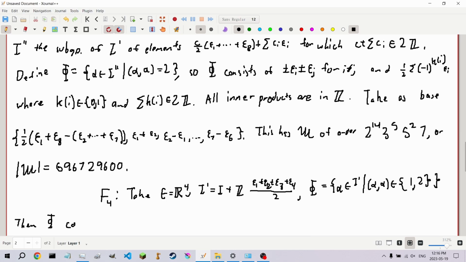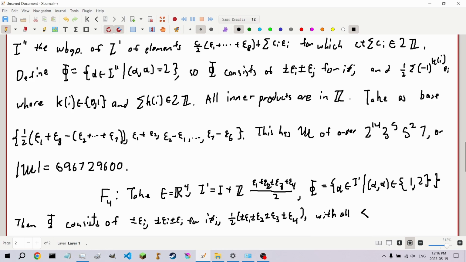So our phi consists of plus or minus epsilon I, plus or minus epsilon I, plus or minus epsilon j for I and j distinct, and plus or minus 1/2 of, and I'll write it like this, 1/2 of plus or minus epsilon 1, plus or minus epsilon 2, plus or minus epsilon 3, plus or minus epsilon 4, with all of our angle brackets, alpha and beta, being integral.